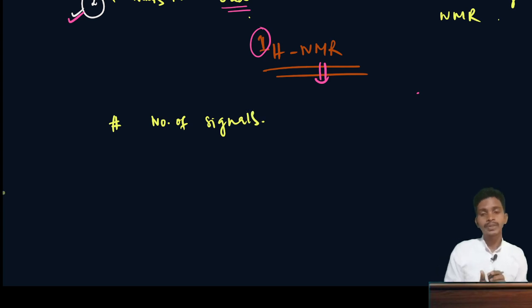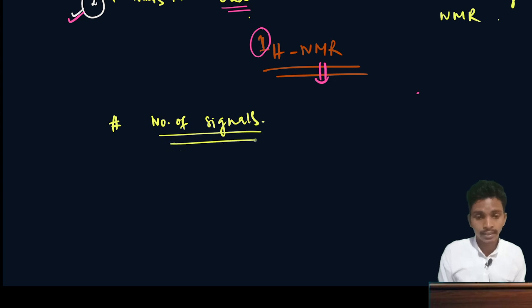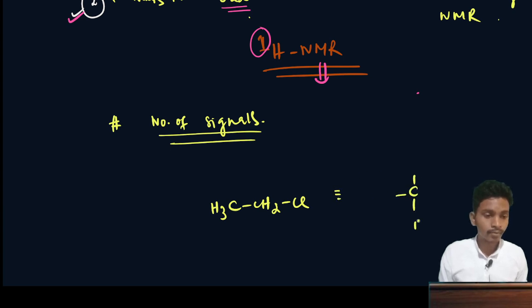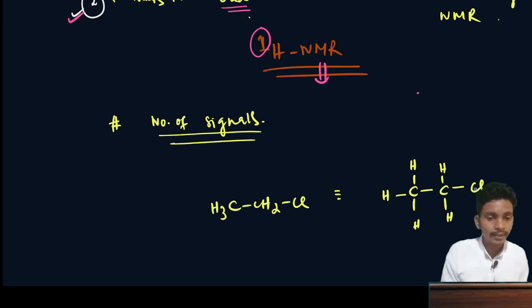Number of signals means how many different types of protons are present in a particular molecule. Here we are discussing the protons. So 1H NMR means we are discussing how many types of protons there are in a molecule. Let's say we have a molecule like CH3CH2Cl, this we can write. Now we have to calculate how many different types of hydrogens are present in this molecule.